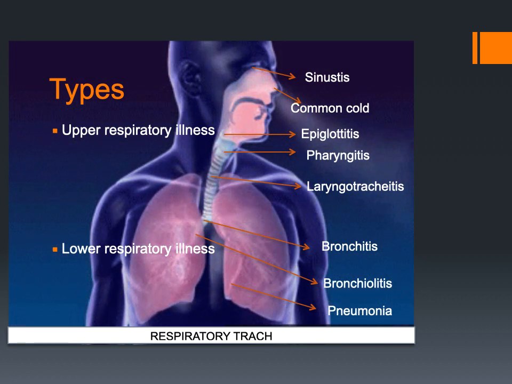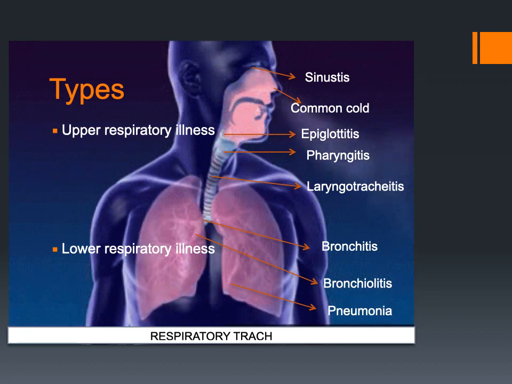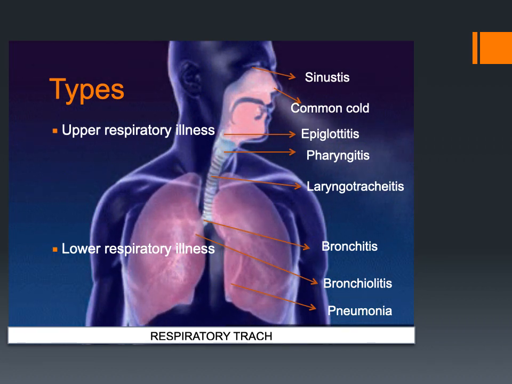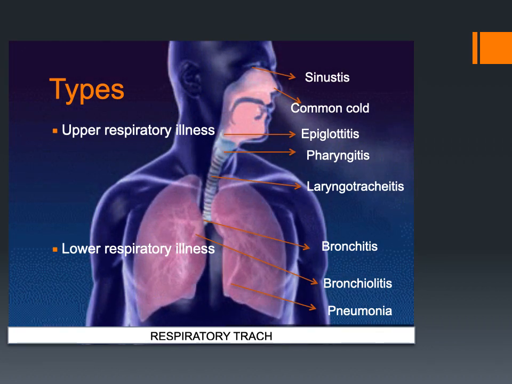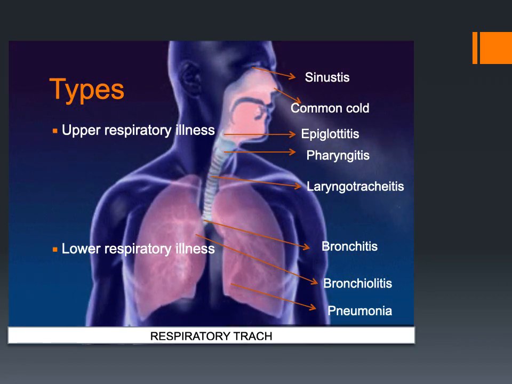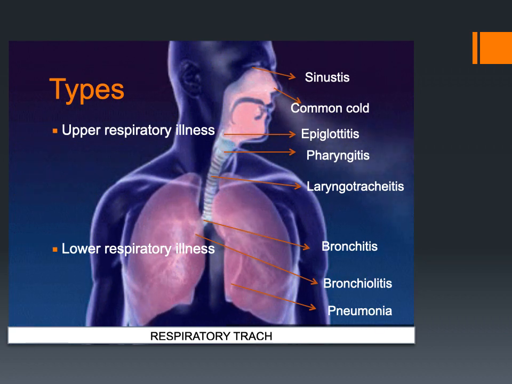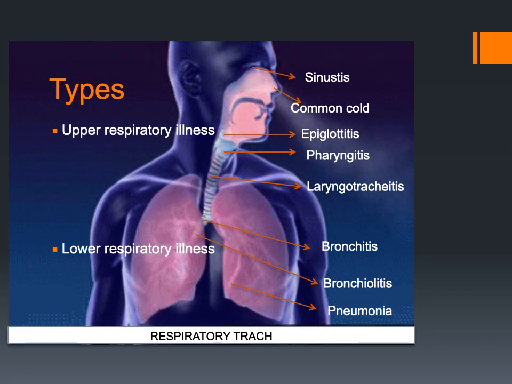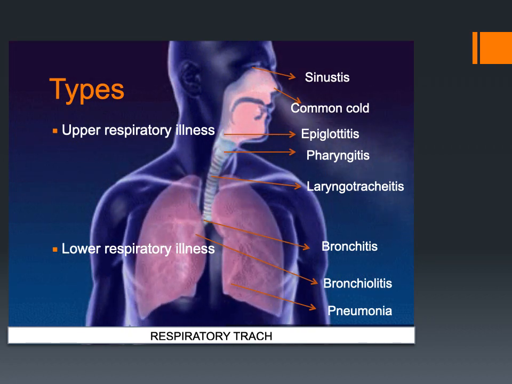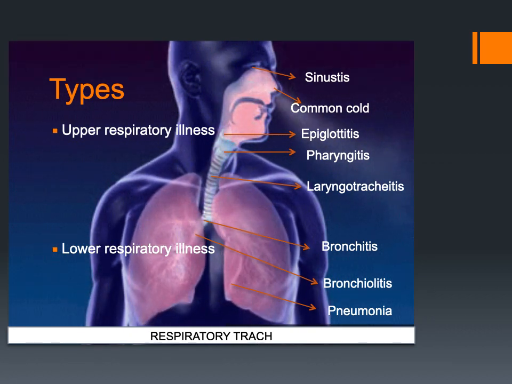We have two different types. One is upper respiratory illness, and the next one is lower respiratory illness. You might be thinking, what is the difference between upper and lower respiratory illness? Upper respiratory illness means the region above the trachea, from the head to the trachea region, is affected. If the region below the trachea is affected, it is categorized as lower respiratory illness.